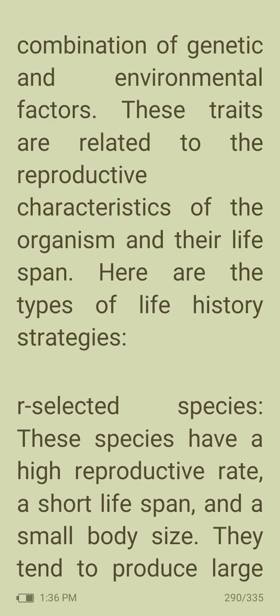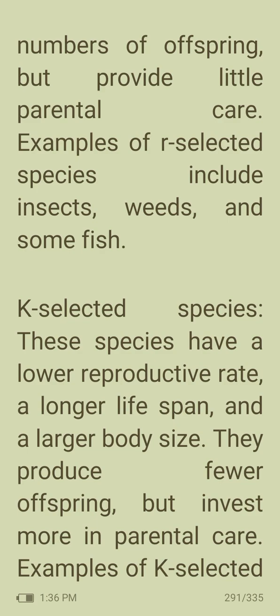R-selected species. These species have a high reproductive rate and short lifespan and small body size. They tend to produce large number of offspring but provide little parental care. Examples of R-selected species include insects, weeds and some fish.